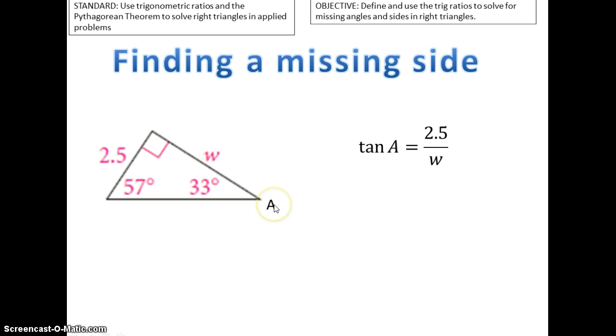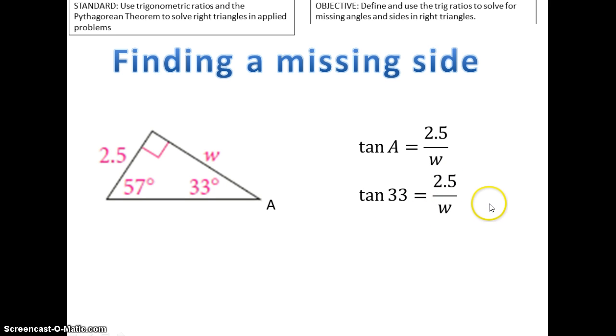Here's what I do. From angle A, I'm going to make a ratio. Now, since I don't have the adjacent side, I'm just going to put it in as a variable. So the tangent of angle A is 2.5 over W. Now, that's not going to get us anywhere. Angle A is equal to 33 degrees. The two things I need are one of the sides and an angle measurement to be able to make this work. So I put it in as the tangent of 33 is equal to 2.5 over W.